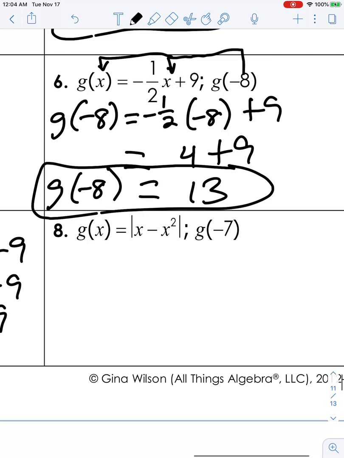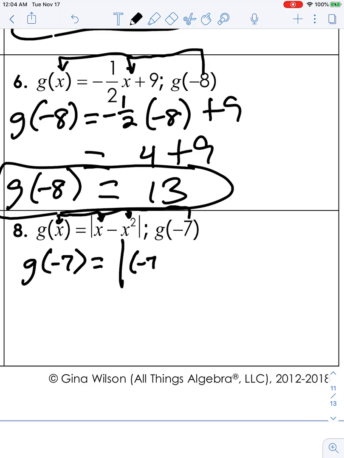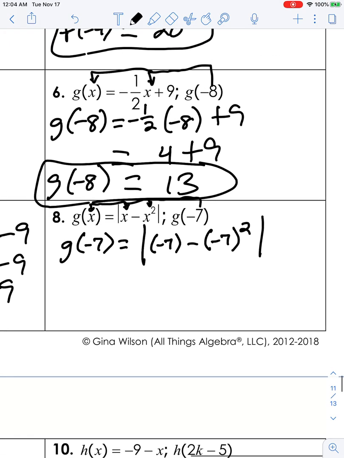Last one, number 8. So we've thrown in an absolute value here, but it doesn't work any different, okay? It still wants to know what is the answer when you put in negative 7 in for x. So it's going to be g of negative 7. All right, so I'm going to go ahead and put parentheses around this, like so.